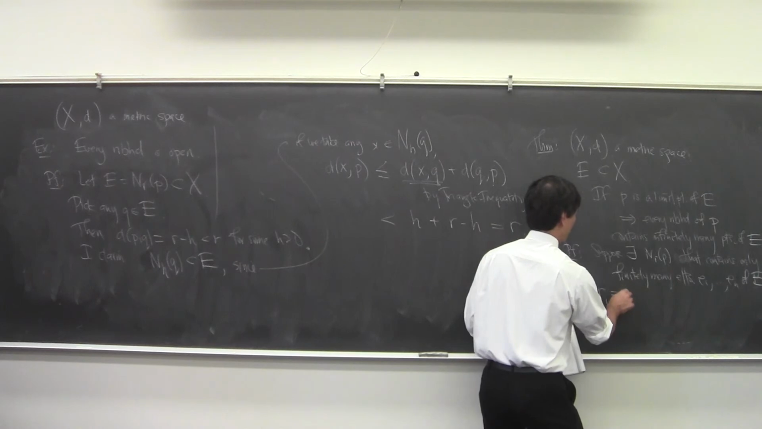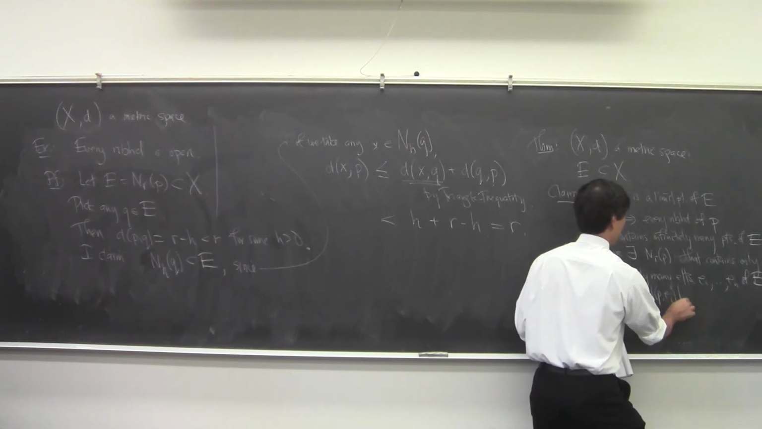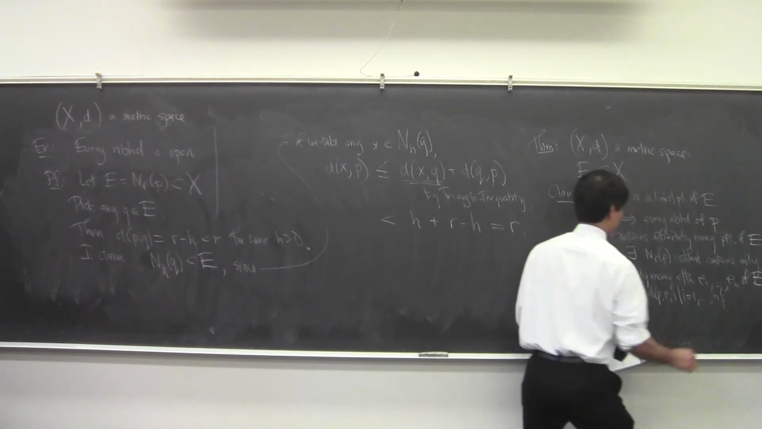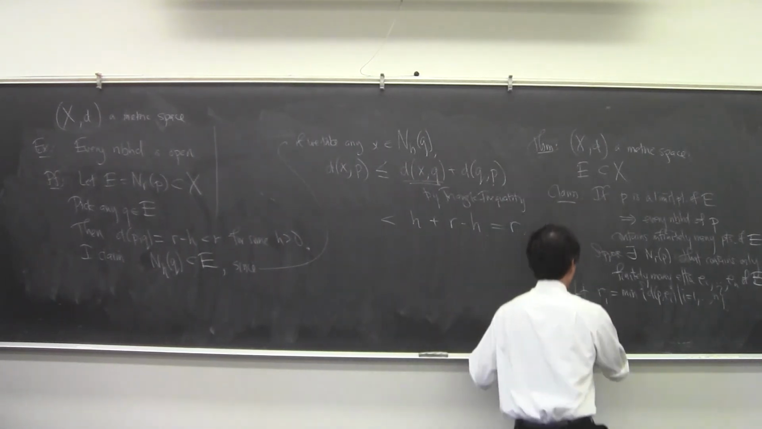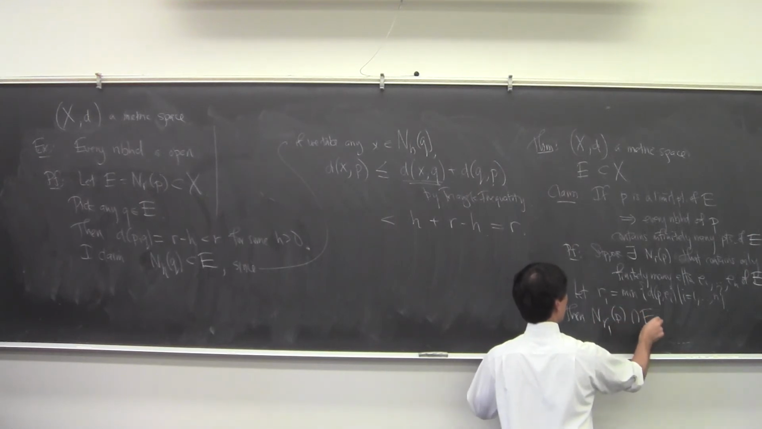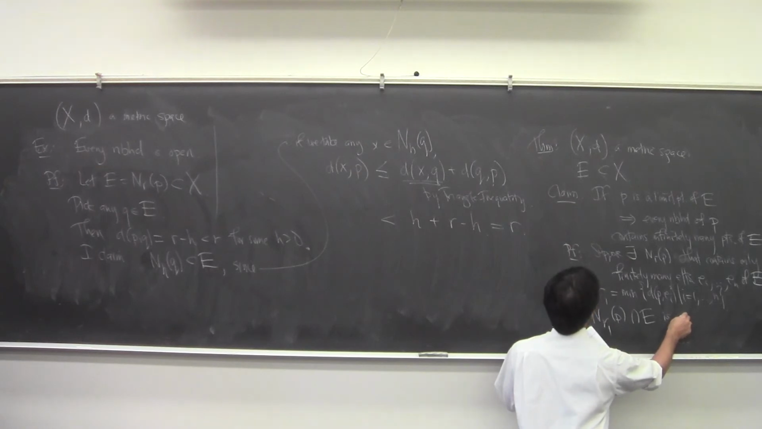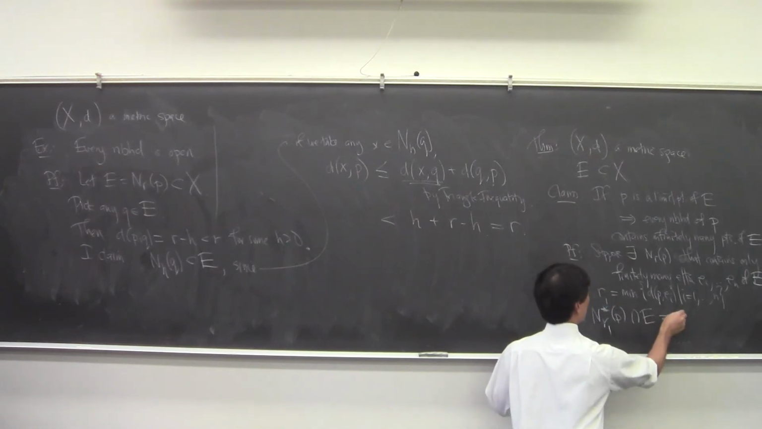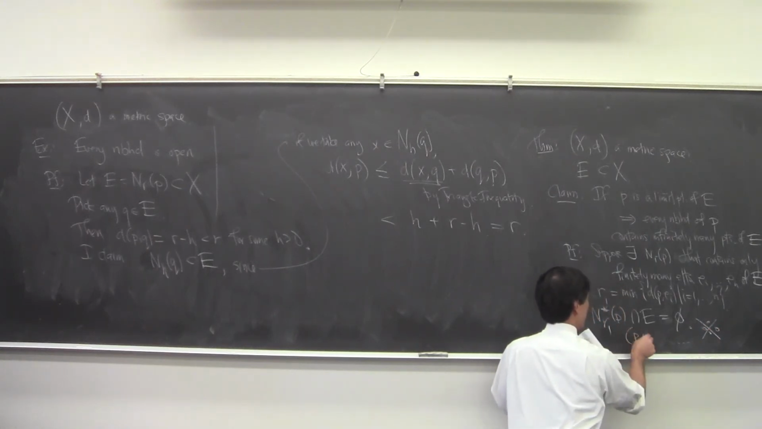Let R1 be the minimum of the distances, right? The minimum of the distance of P to E_i as i ranges from 1 to N. So take the smallest distance, right? Then the R1 neighborhood of P intersect E, the punctured neighborhood is empty. Contradiction. Right? In that case, P is not a limit point.